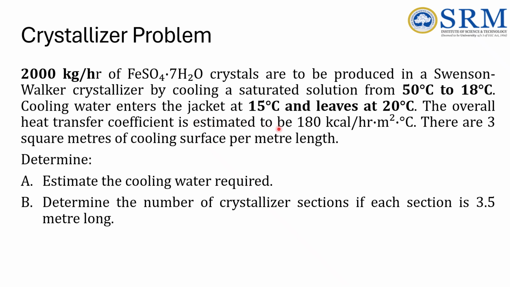The overall heat transfer coefficient U is 180 kilocalorie per hour meter square degree Celsius, and there are 3 square meters of cooling surface per meter length. So now, what is given in the problem? The problem gives the flow rate of crystal, the temperature of the feed as 50, and the temperature of the product at 18. The water enters and helps in cooling, entering at 15 and leaving at 20.